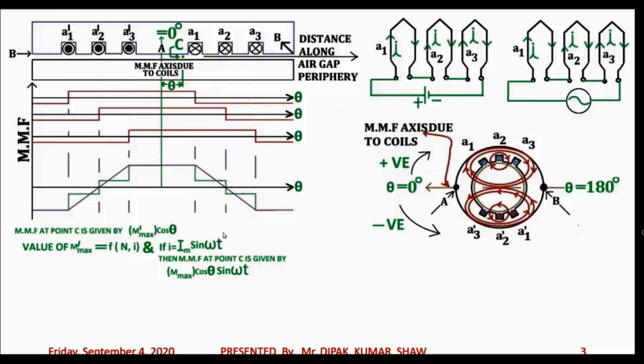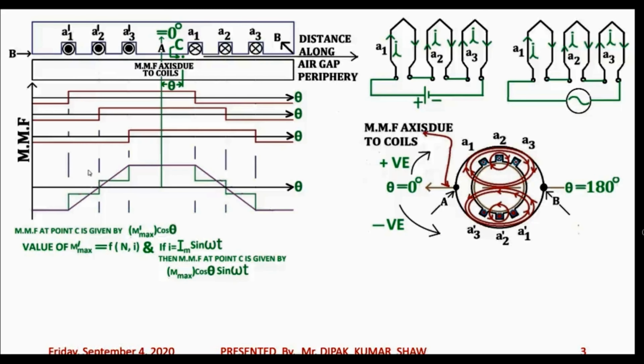So what we do is try to keep things simple, and simply ignore the existence of the harmonic MMF waveform, or the space harmonic MMF waveform. We take into consideration only the fundamental component of the MMF waveform. The space harmonic component of MMF is simply ignored for simplicity.